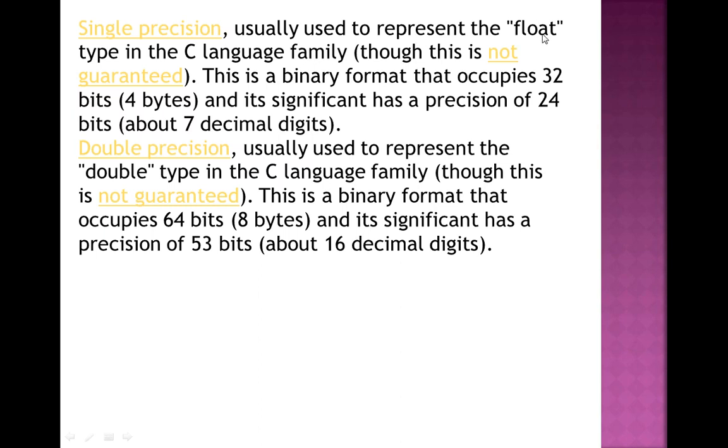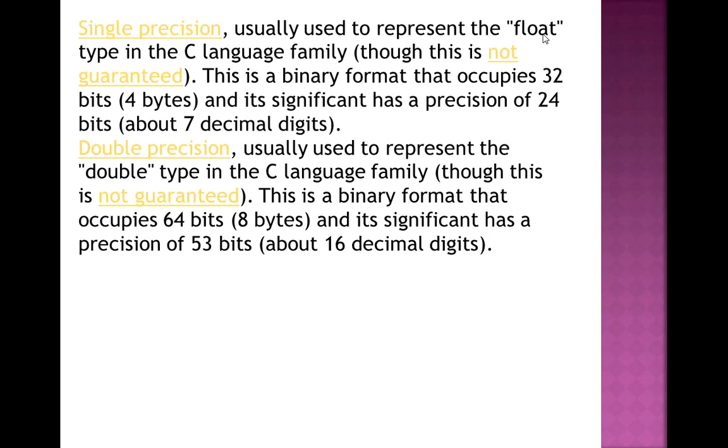Single precision is usually used to represent the float type in the C language family. Whenever we use the C data type float, this is used to represent it, though this is not guaranteed. This is a binary format that occupies 32 bits, that is 4 bytes, and its significand has a precision of 24 bits, that is about 7 decimal digits. So this single precision is used to represent the floating point data type in C language.